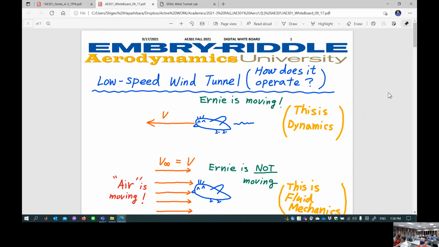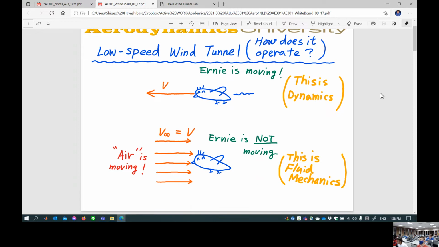So let's just talk a little bit about the wind tunnel, since you're working on quiz 3. Let's take a look at the early bird flying in air. Well, this is a real thing. The bird is moving. Air is not moving. This is the reality, right? Airplane's flying. Do you think air is moving? No, air is not moving. The airplane is moving. That's called dynamics.